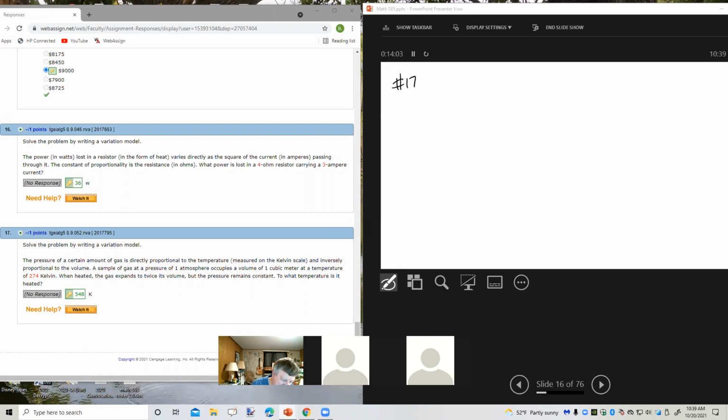All right, number 17. See if I can redeem myself here. Probably not, but I'll try. The pressure of a certain amount of gas is directly proportional to the temperature and inversely proportional to the volume. Okay, so we've got P is pressure.